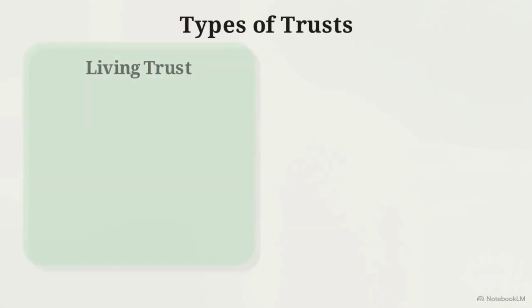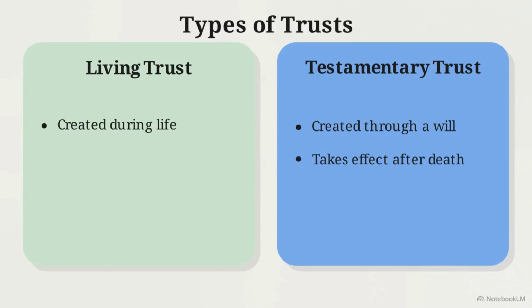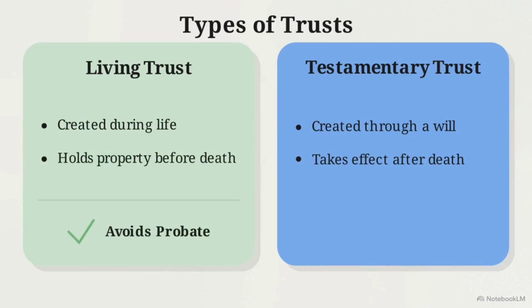Trusts generally fall into 2 categories. A living trust is created during the trustor's active lifetime. A testamentary trust is created through a will and only takes effect after the property owner's death. Because a living trust holds the property before death, it successfully avoids probate. Because a testamentary trust is formed by a will, it does not.